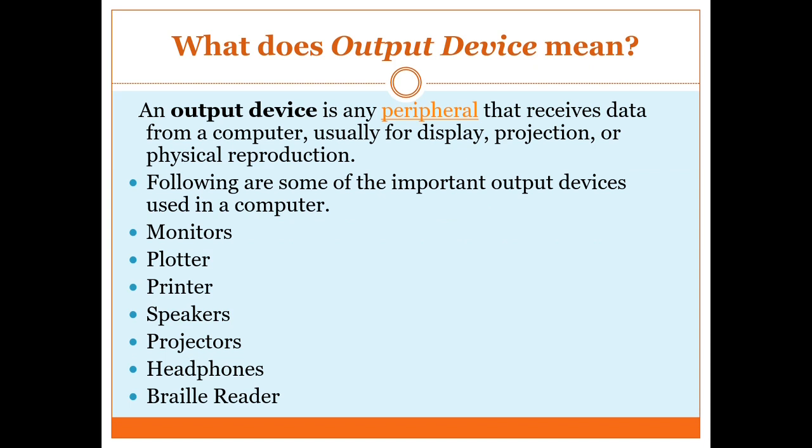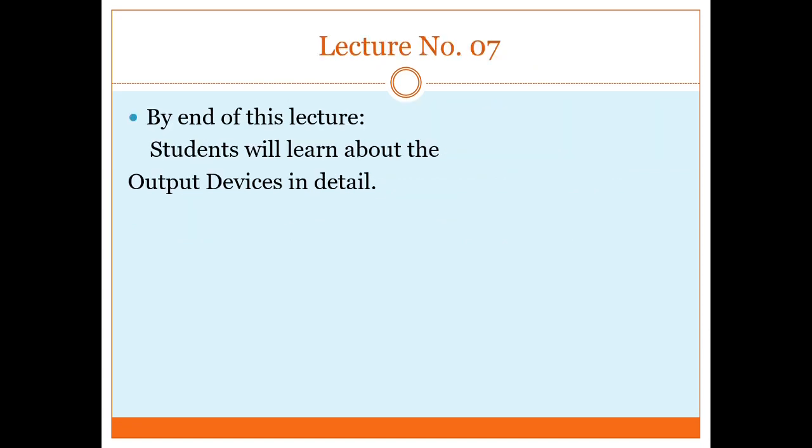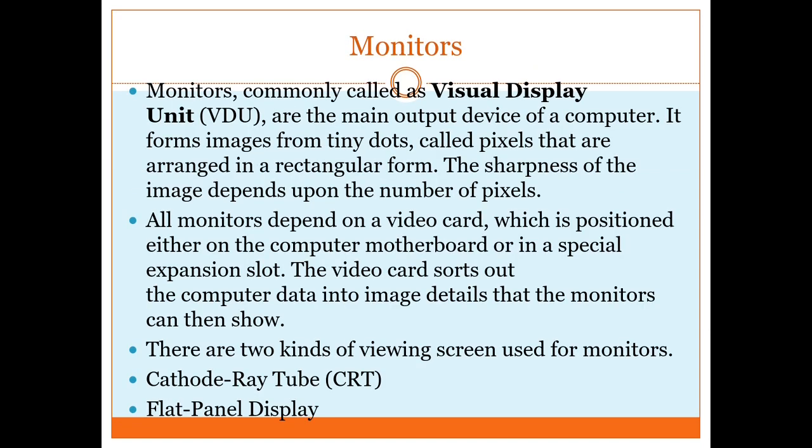Following are some of the important output devices used in computers: monitors, plotters, printers, speakers, projectors, headphones, braille reader. Monitors, commonly called visual display unit, are the main output device of a computer. It forms images from tiny dots called pixels, arranged in a rectangular form. The sharpness of the image depends upon the number of pixels.